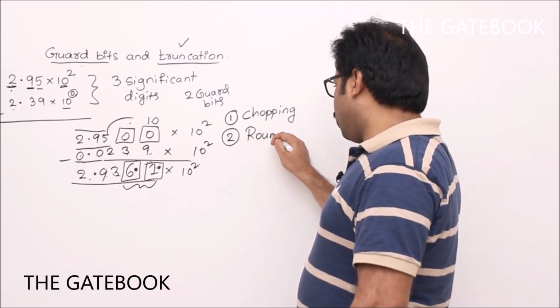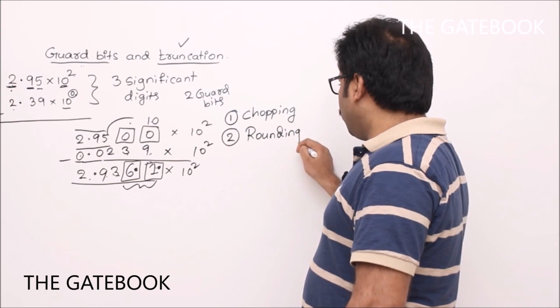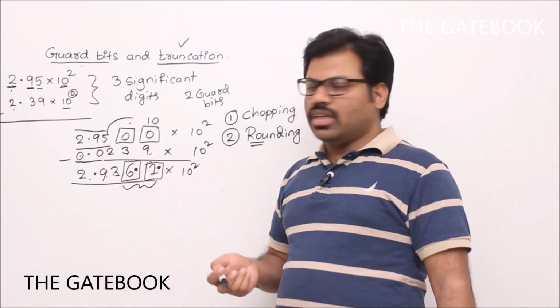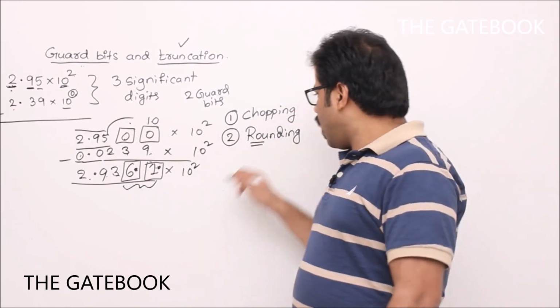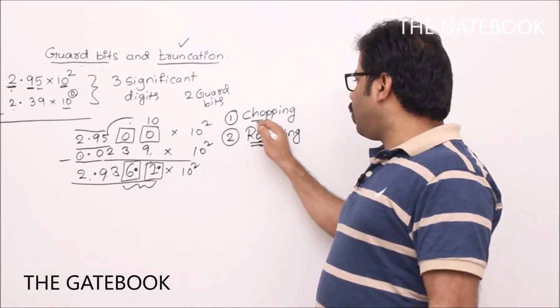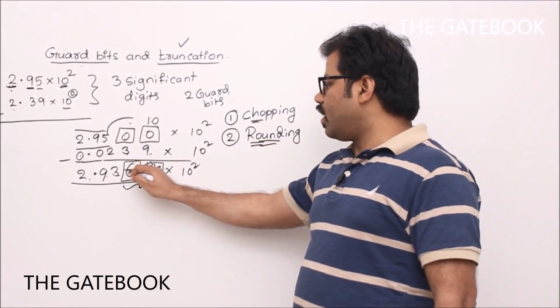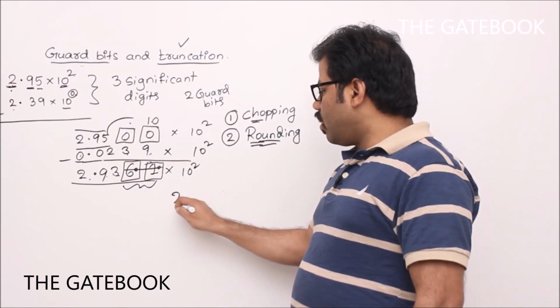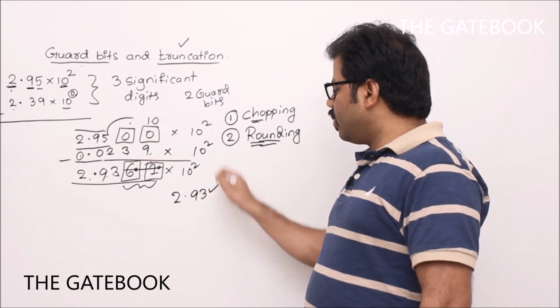Rounding is very famous. Of course you have done it in your childhood, when studying mathematics and floating point numbers. I am explaining that process again, chopping and rounding. In chopping, we simply cut it like this. We simply discard those guard digits. Then what remains is 2.93.